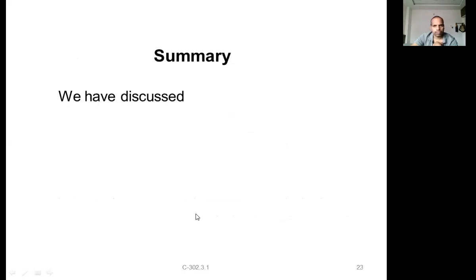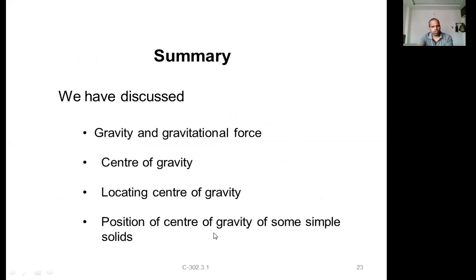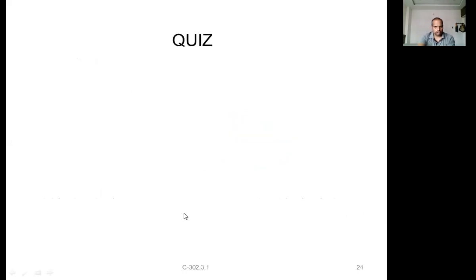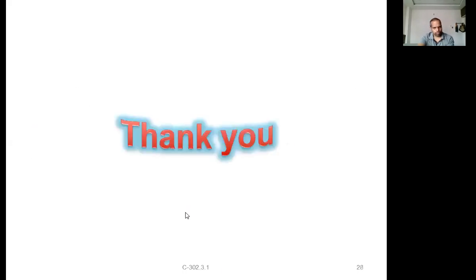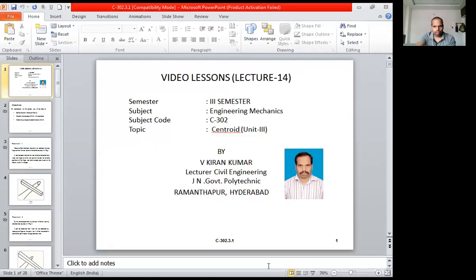This is what we have discussed about the different topics, that is center of gravity. We covered the definition of center of gravity, how to locate the center of gravity for different solid bodies, and also defined the gravitational force, and located the position of the center of gravity of some simple solids. So let us stop here.